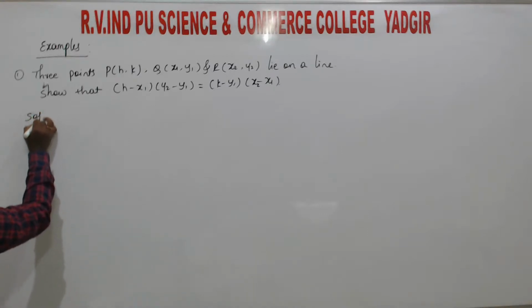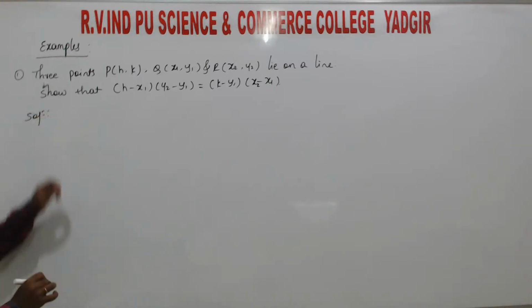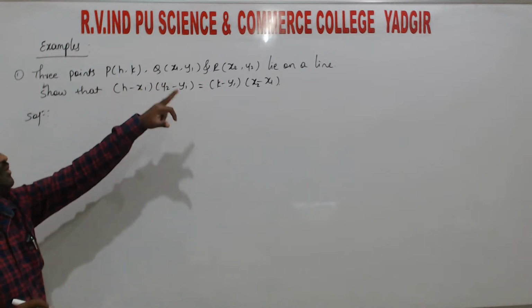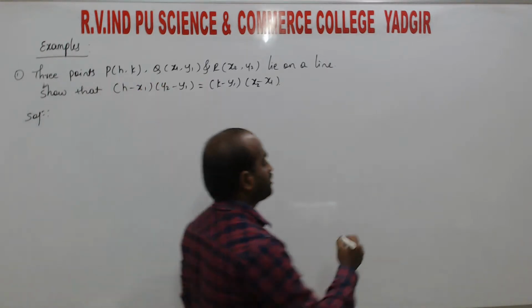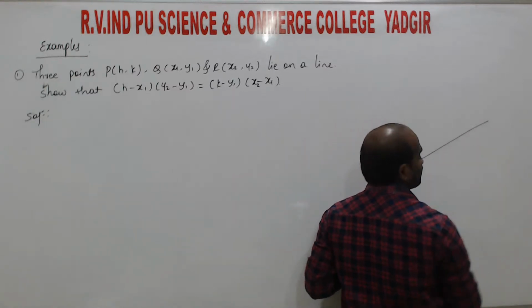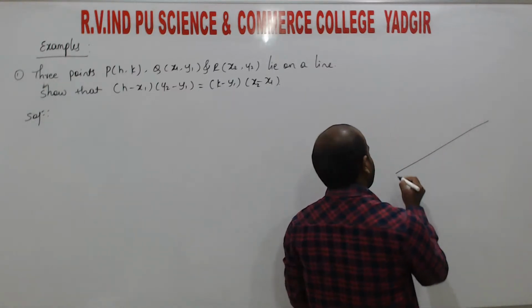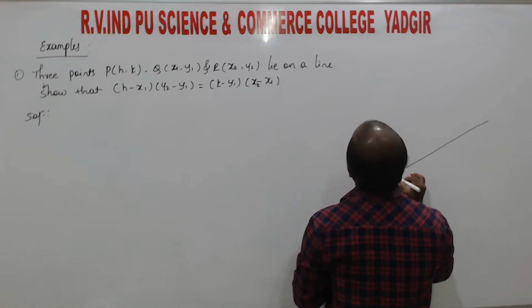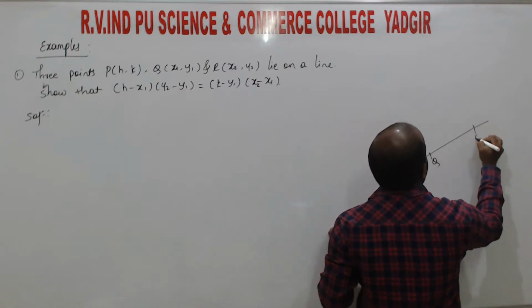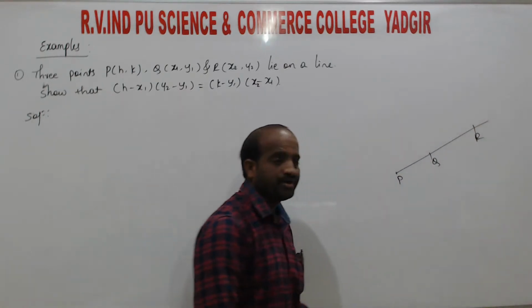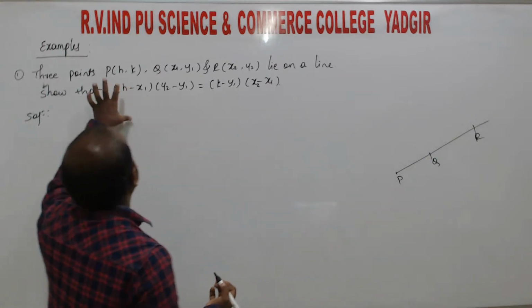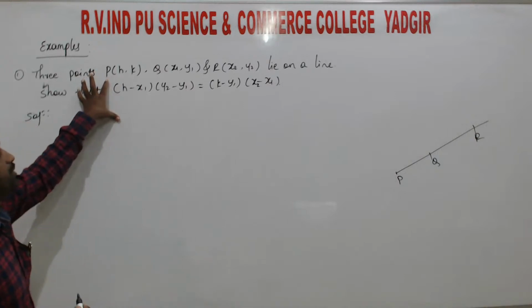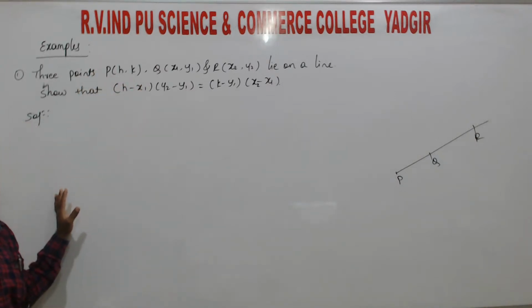Solution. 3 points P, Q, R lie on a line. Lie on a line means what? Collinear, on the same straight line. This one is point P, point Q, point R. These 3 points are collinear because they lie on a line. Okay, since the given points P, Q, R are collinear.